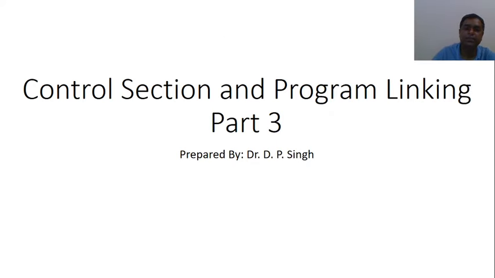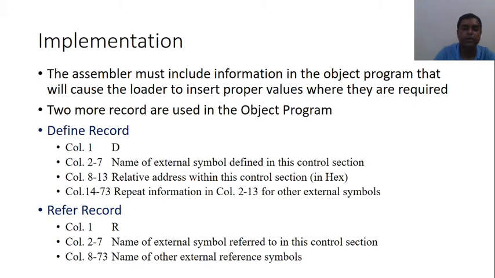In this lecture we will discuss how to implement control section and program linking. As we had discussed in the earlier lecture, when we want to implement control section, we have to write two more records. One is define record, another is refer record. In addition to that, we have to perform some modification, or you can say some update in the modification record.